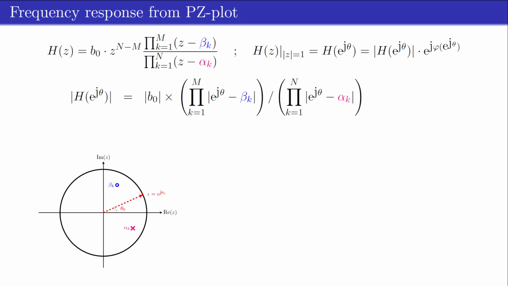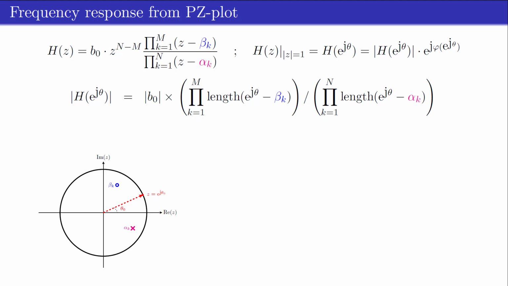The magnitude of the frequency response is equal to the absolute value of the constant β0 times the product of the absolute value of the terms e^{jθ} minus β_k, divided by the product of the absolute value of the terms e^{jθ} minus α_k.